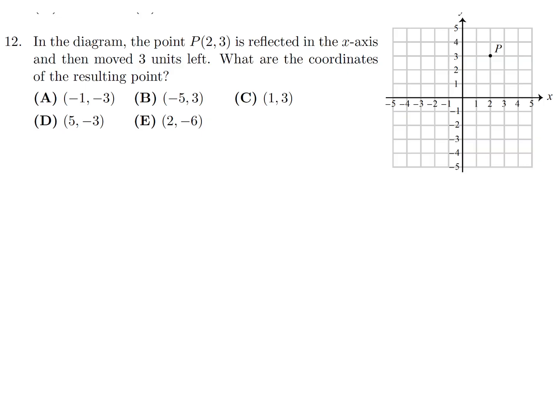In the diagram, point 2,3 is reflected in the x-axis and then moved 3 units to the left. What are the coordinates of the resulting point? All right, so first we're reflecting in the x-axis, which is this guy right here. So 1, 2, 3 to get to the x-axis, and then 1, 2, 3. So this is the reflection point right here. We'll call that R. And then it's going 3 units left. So 1, 2, 3. So this right here is our resulting point, and I believe that's minus 1, minus 3. Minus 1, minus 3 is A.